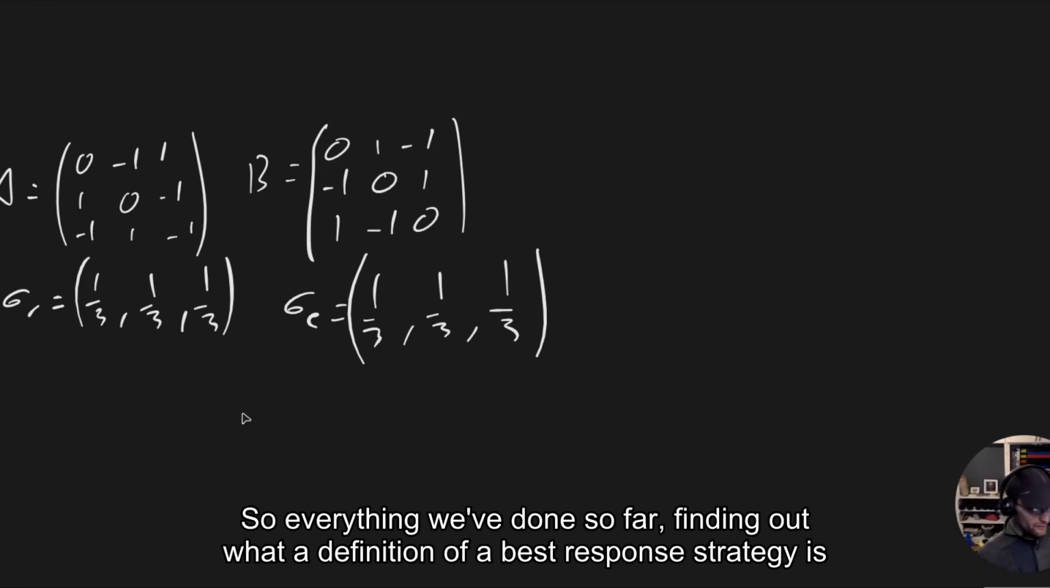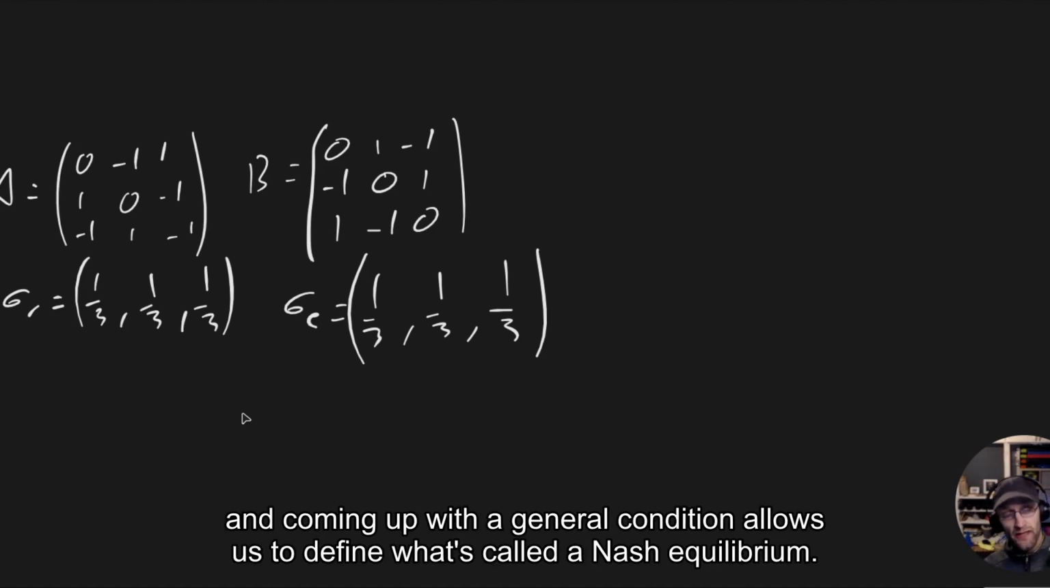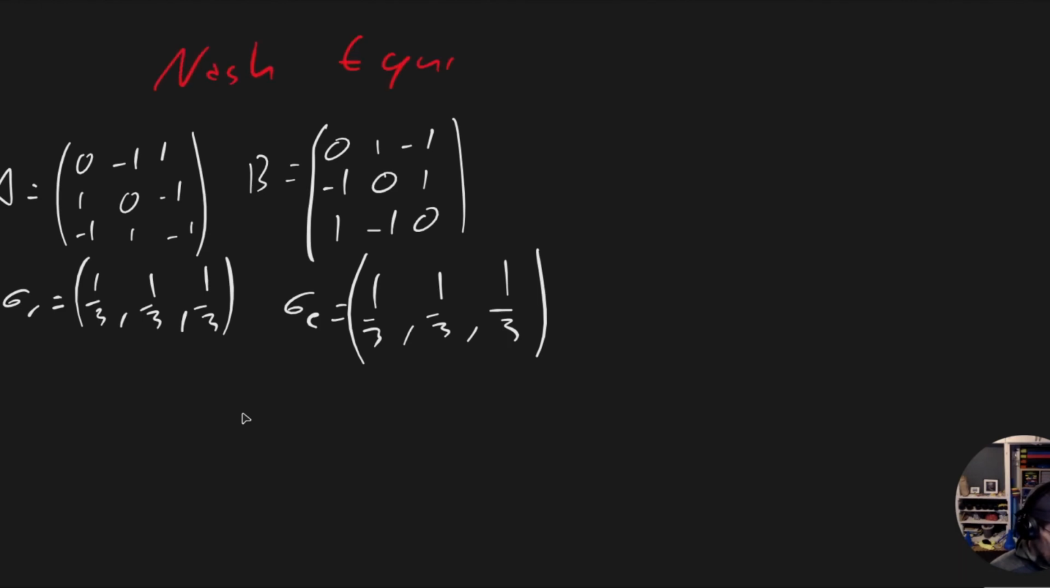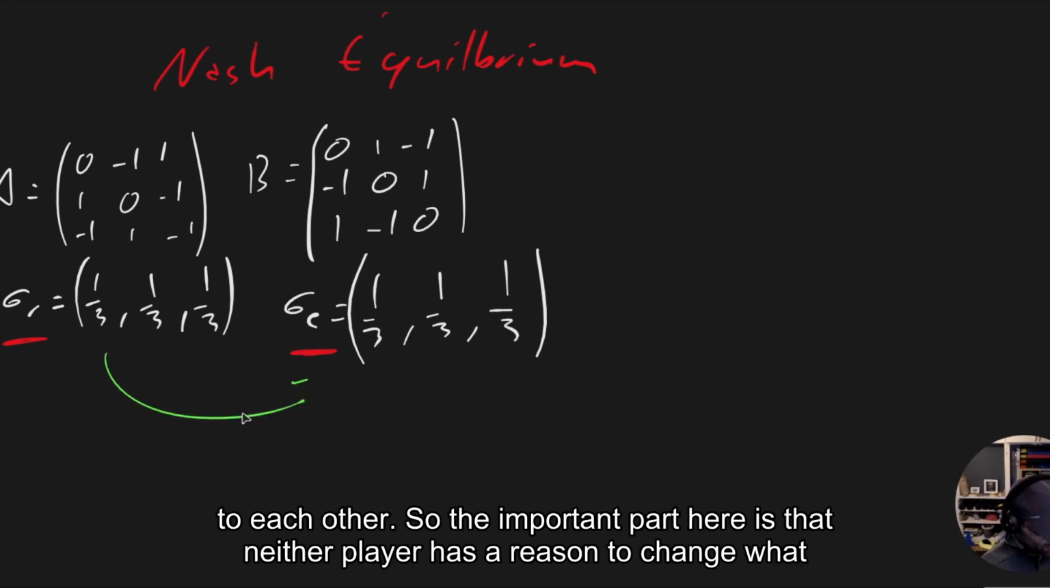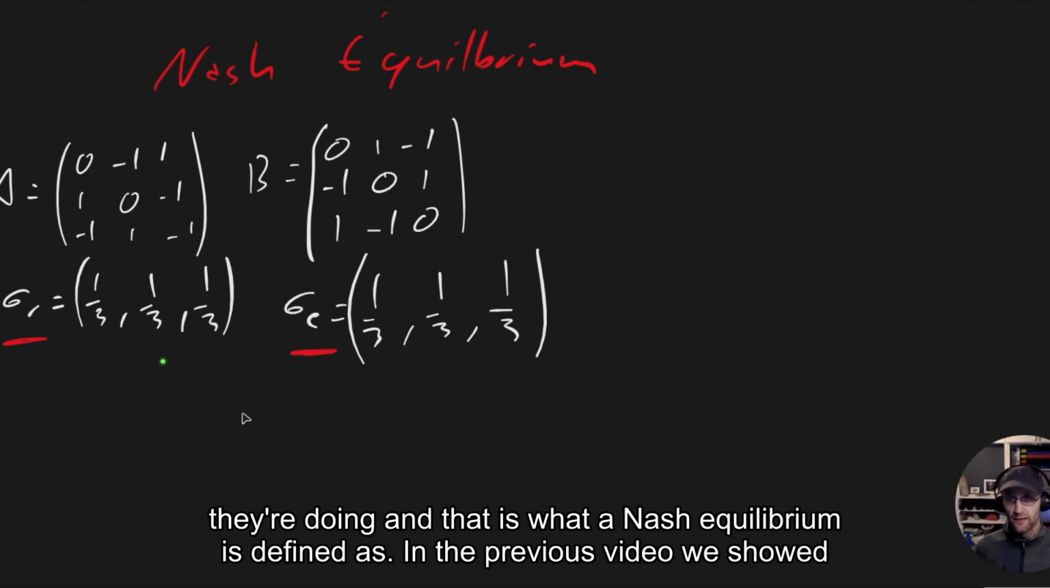So everything we've done so far, finding out what a definition of a best response strategy is and coming up with a general condition, allows us to define what's called a Nash equilibrium. And a Nash equilibrium is a pair of strategies, sigma R and sigma C, that are best responses to each other. So the important part here is that neither player has a reason to change what they're doing, and that is what a Nash equilibrium is defined as.